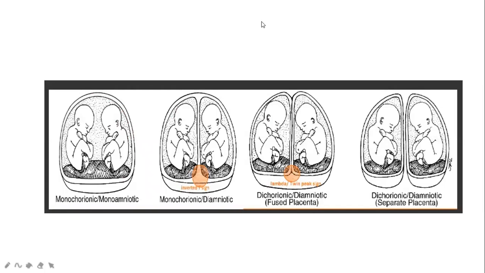Now one basic thing I want you to remember, one last thing about this video: when we say inverted T sign, you have to remember inverted T signs look like this. Let me show you the difference. When we say inverted T sign, do you see this? This is inverted T sign. Whereas if you say twin peak lambda sign, it looks like this. I hope you can understand the difference.